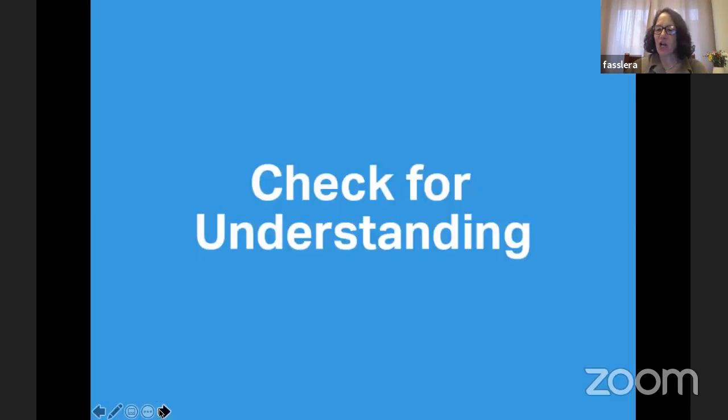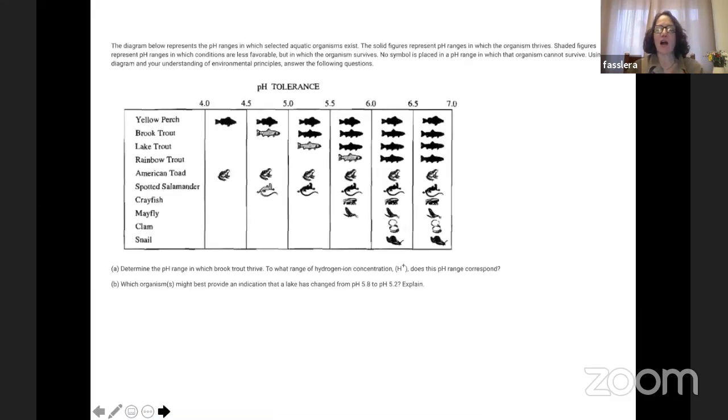So let's do a quick check for understanding to see how you feel about range of tolerance. Here's an example of a released exam question on range of tolerance. I'm going to give you a couple of minutes again to try to jot this down. Just skip this section here about hydrogen ion concentration. We'll just read the background information, and then you can answer the first half of A and prompt B.